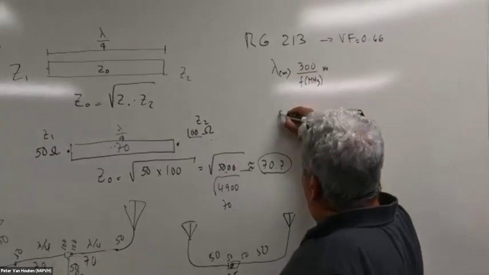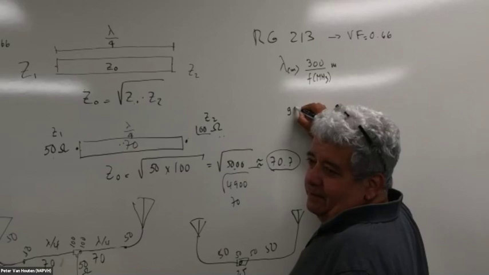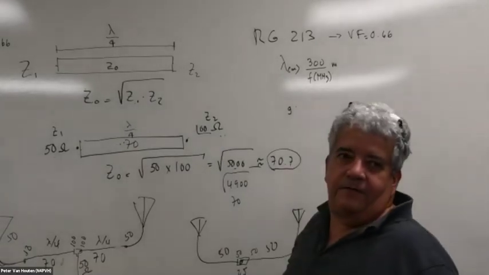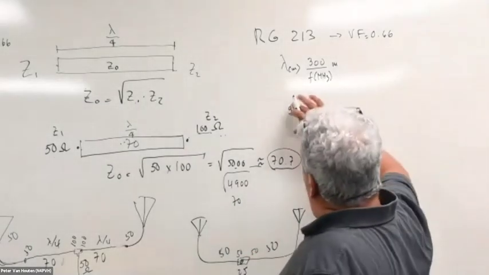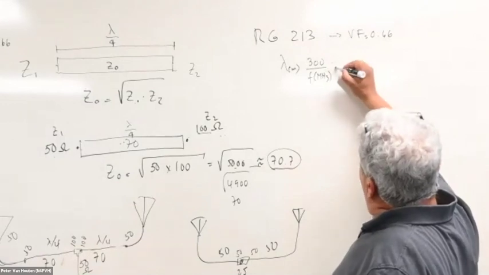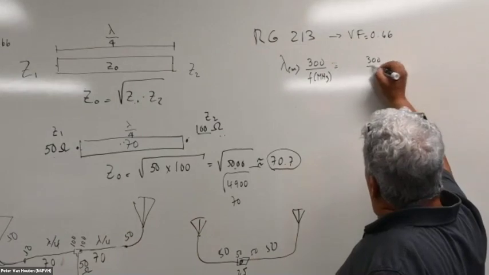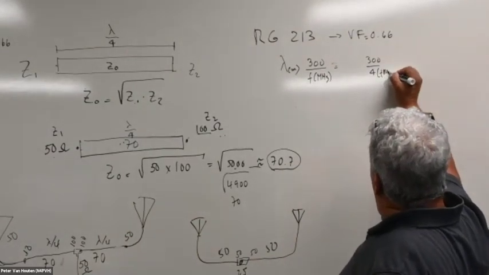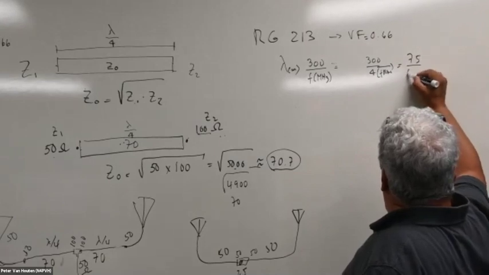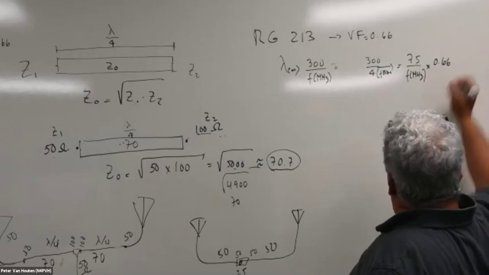For feet, I think it's 936, something like that. I don't remember now, but anyway, we're going to work here in meters. So this is for a full wavelength. A quarter wavelength will be 300 divided by 4, and the frequency in megahertz. In other words, I get 75 divided by the frequency in megahertz times the velocity factor.